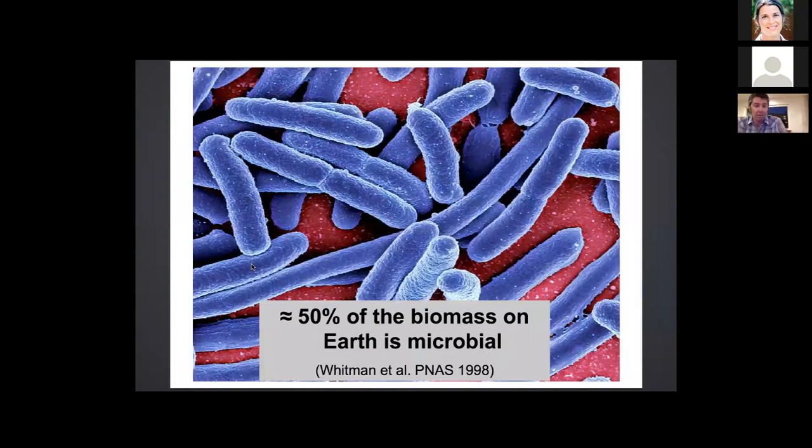Let's put these numbers in perspective. I already talked about how in a lot of these environments there are huge numbers of bacteria, for example. But they're small. If you add it up and do a back of the envelope calculation, about half of the biomass on Earth is microbial. So when you're walking through a forest or swimming in the ocean, about half of the living biomass around you is organisms that you can't see, at least not with the naked eye. So they're ubiquitous, they're abundant, and they represent a large fraction of the living biomass on Earth.